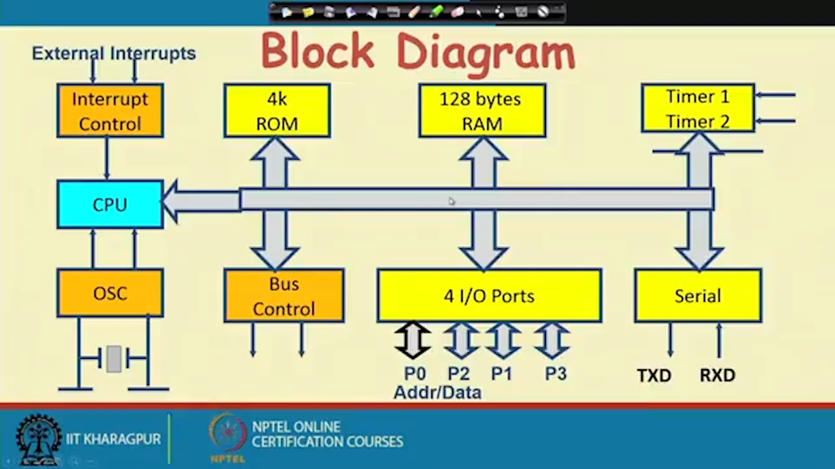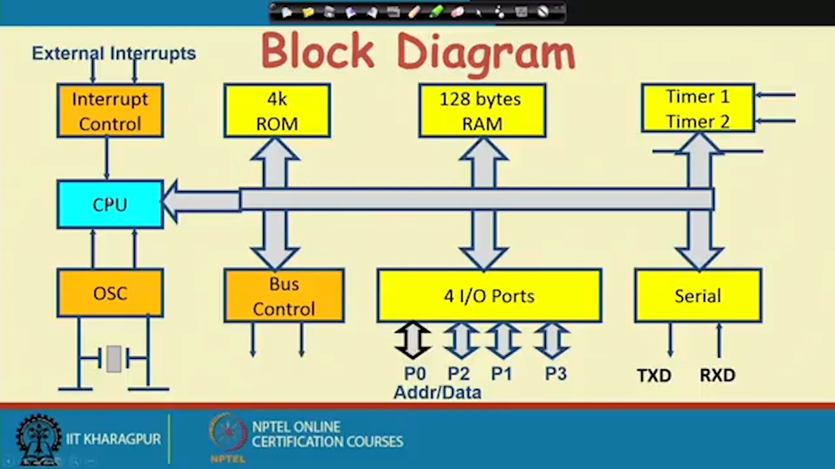If you look into the internal block diagram of 8051, as we have said, these are the components that are hanging on a bus. So, we have got 4 kilobytes of ROM, 128 bytes of RAM, 4 IO ports, 1 serial port. There are 2 timers, timer 0 and timer 1, and we have got this bus control. So, bus control will be controlling the operation. There is the processing unit which will be doing the processing.